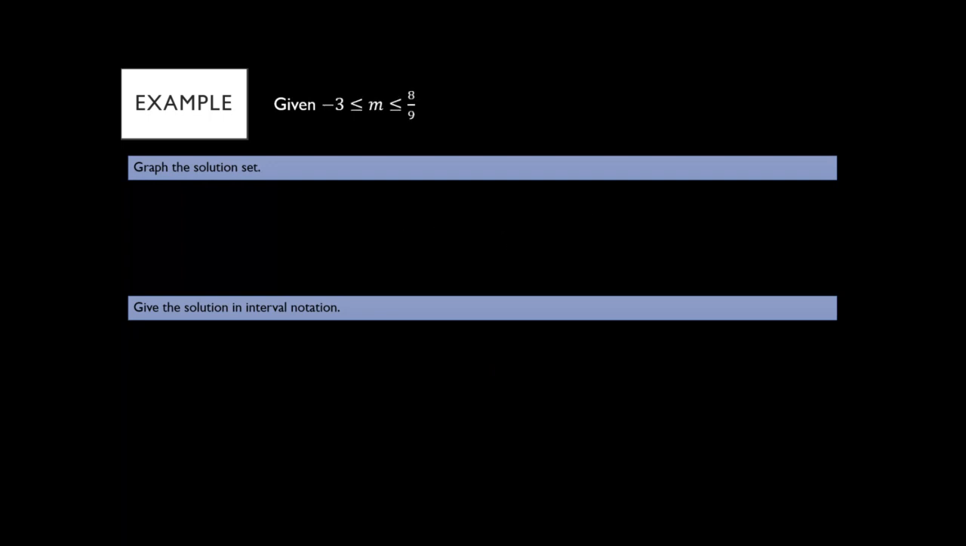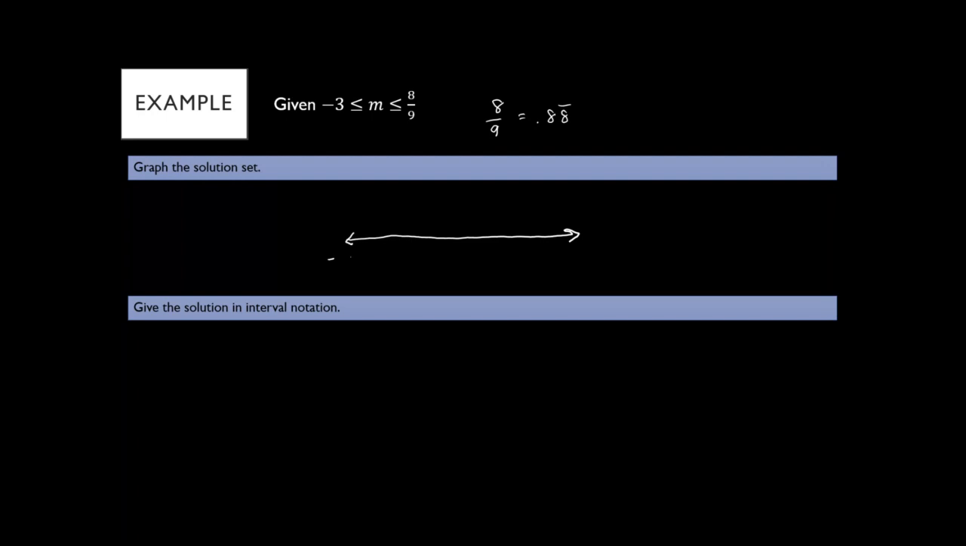Here's a compound inequality. We've got -3 is less than or equal to m, which is less than or equal to 8/9. With fractions, I find it easier to convert it to a decimal so that I know where to put it on my graph. So 8/9 is equal to 0.88 repeating. That just gives me a visual of where I want to put it on my graph.